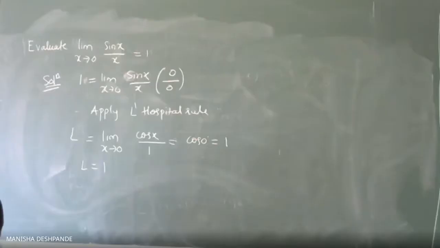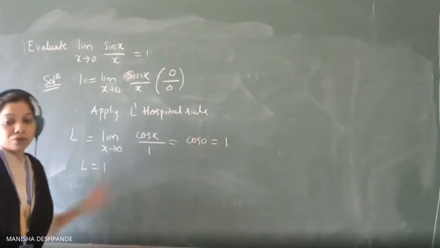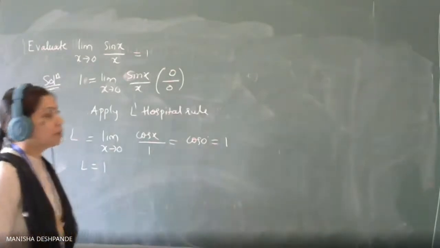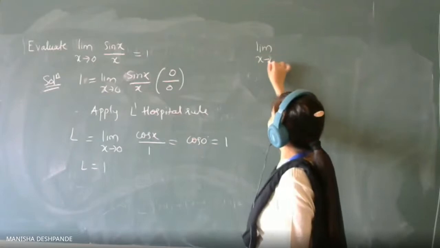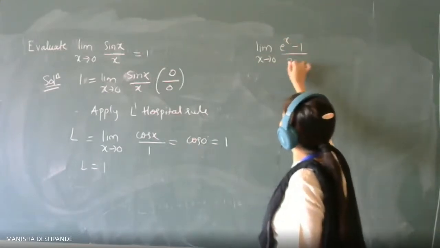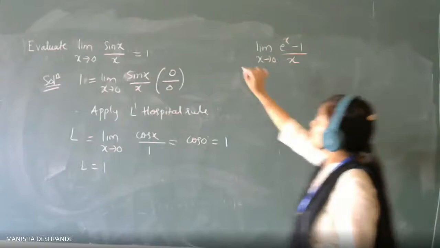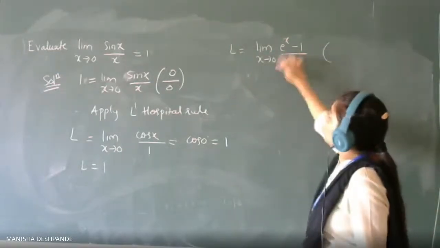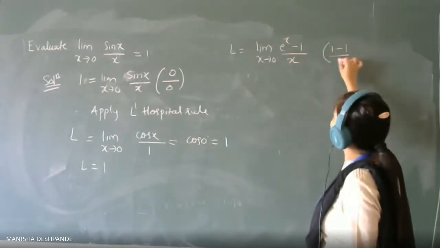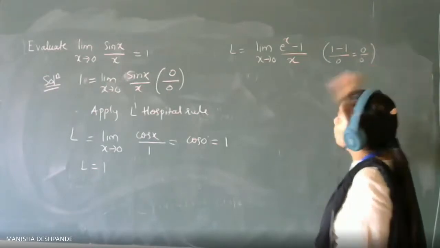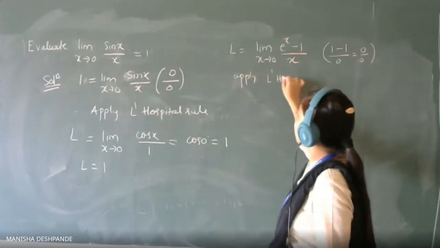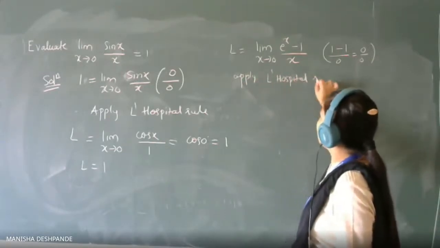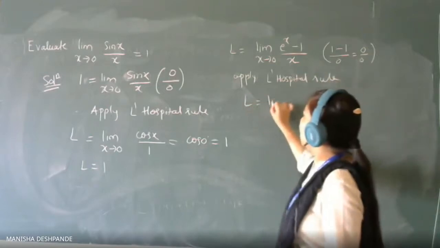Yes, ma'am. Fine. Now let's go. This was simple. So this way there are standard ones. For example, e raised to x minus 1 upon x. What will be the answer of that? 1. That is also 1. Limit as x tends to 0, e raised to x minus 1 upon x. So this is again taking, let's see, when x goes to 0, e raised to 0 is 1. 1 minus 1 upon 0, which is 0 by 0 form. Therefore, what you do? Apply L'Hospital rule. Okay. And therefore, your L will be limit as x tends to 0.